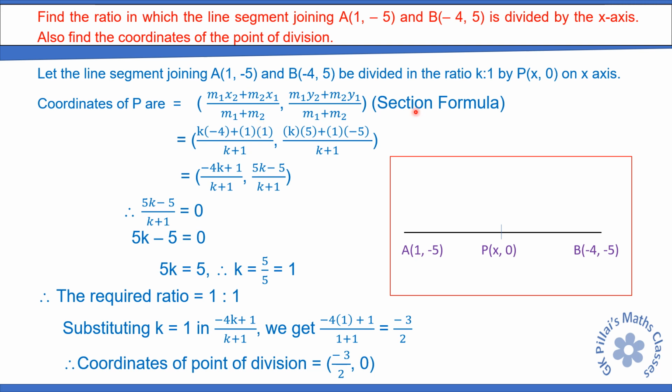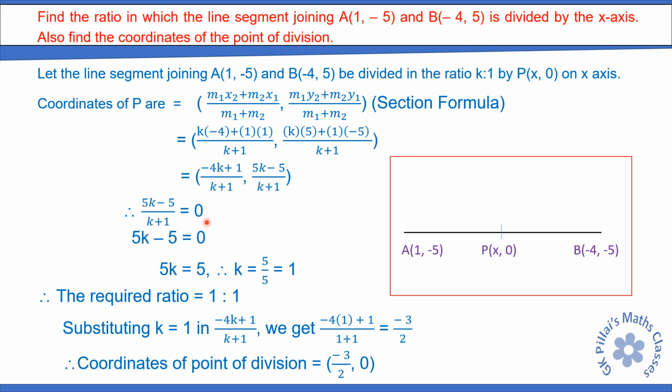Write the section formula and substitute the values accordingly. It will be k into minus 4 plus 1 into 1 upon k plus 1, and the next one k into 5 plus 1 into minus 5 upon k plus 1. Now you simplify them. You will get the two coordinates like this. Now here it is 0 and here it is x. So we will equate the y coordinate only with 0.